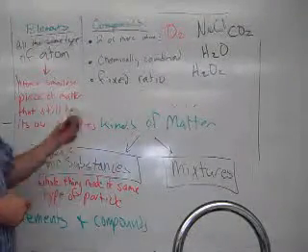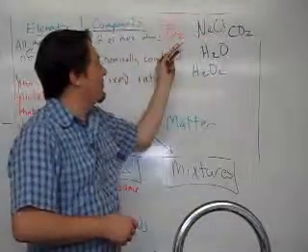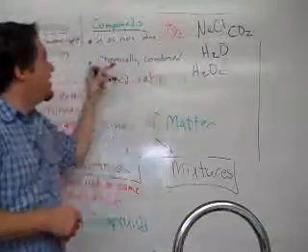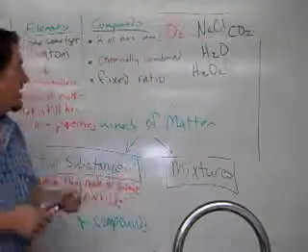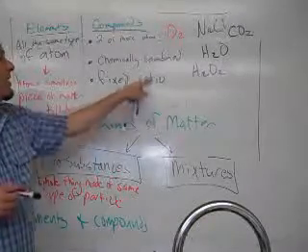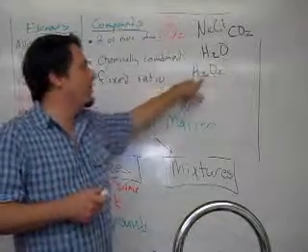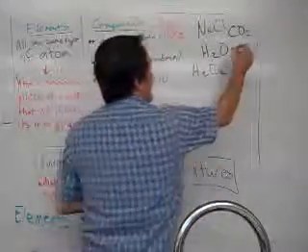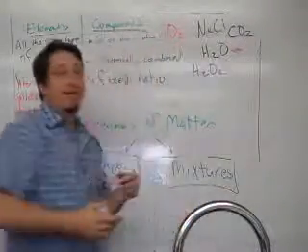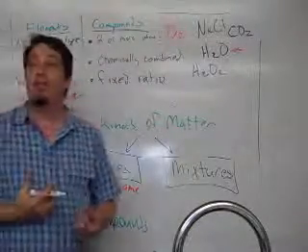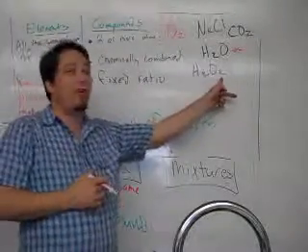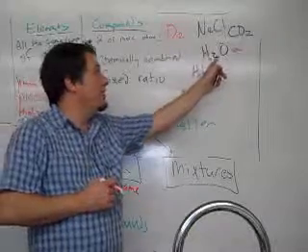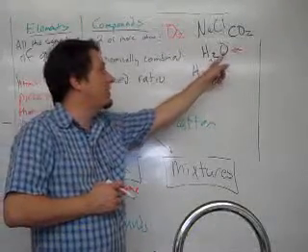Okay, so two or more atoms, sometimes different elements, sometimes not, chemically combined. You can't just pull them apart, and in a fixed ratio. That means a certain number of each, always. Like, look at this. This is H2O. This is water. You drink it. You keep alive with it. This is hydrogen peroxide. There's only, look, this means, by the way, 2 hydrogens, 1 oxygen.